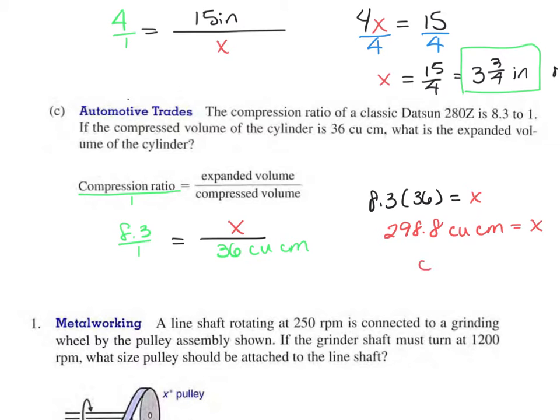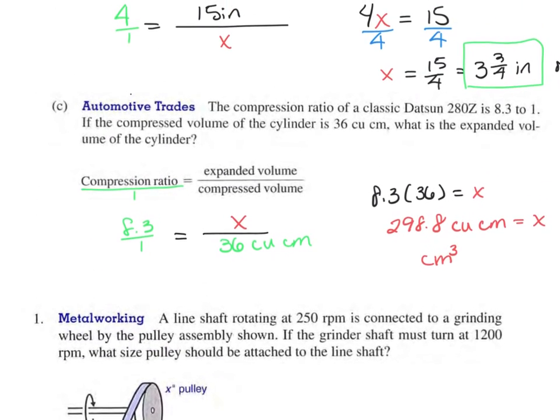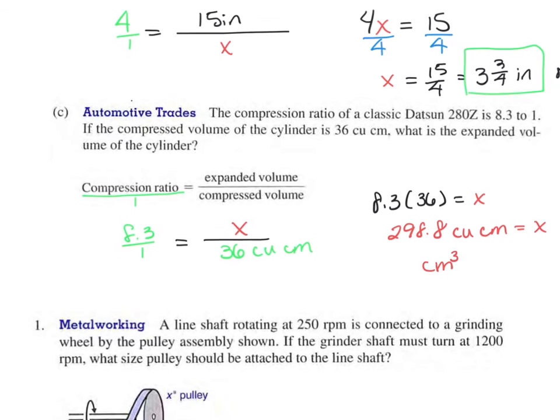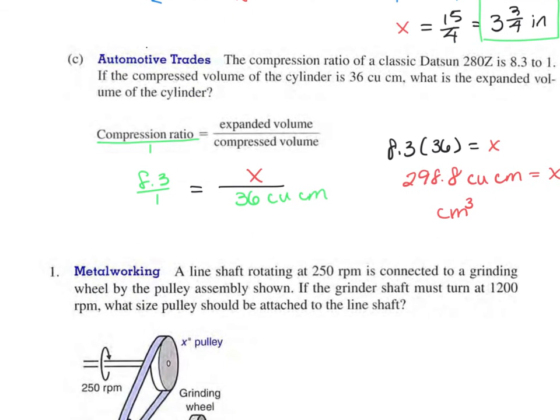Or you might see the units as centimeters cubed. So the units are the same there. Let's take a look at my next example. My next example is a grinding wheel and pulley assembly. And here's the thing. The ones that we did up here are directly proportional. So this 4 is proportional to the 15. This X and this 1 are proportional. This is a direct proportion. The compression ratio is directly proportional.